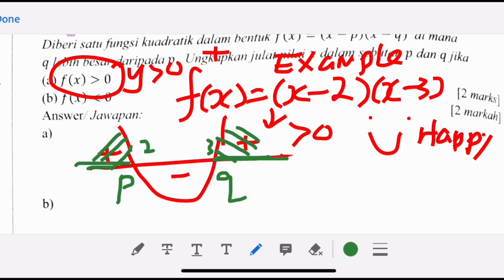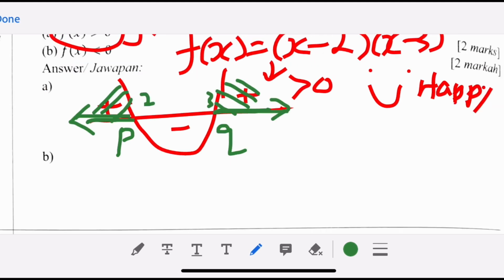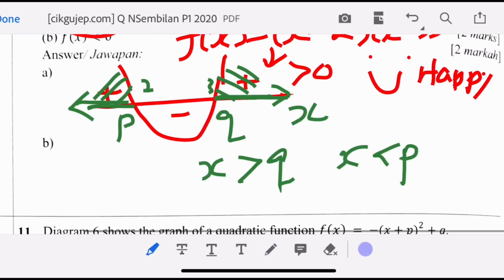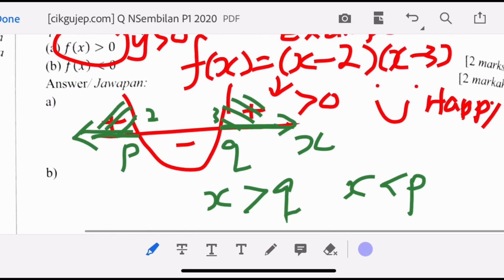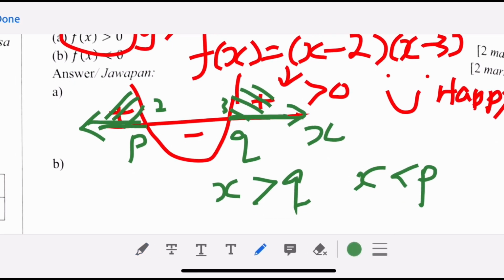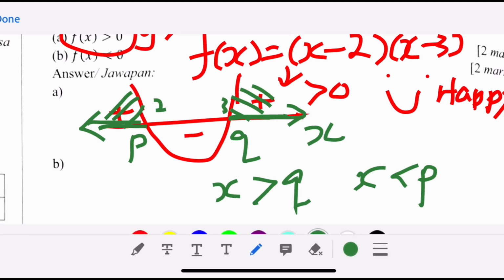Can you see that I highlight in green to show the function which is y more than 0, or f(x) more than 0. Now we are going to read the range of x. So x is less than p or x is more than q. This is the answer for the function which is greater than 0.